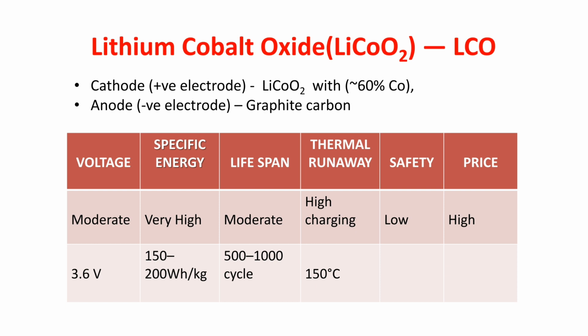This is one of the main properties because of which lithium cobalt oxide is used in cell phones and laptops, because a small amount of weight can handle high energy. It has a lifespan of 500 to 1000 cycles. With cycles we mean a complete charging and discharging process. Now safety is a concern with these batteries. At high charging, or we can say if we continue charging after it is fully charged, these batteries may go into thermal runaway at a temperature above 150 degrees Celsius.